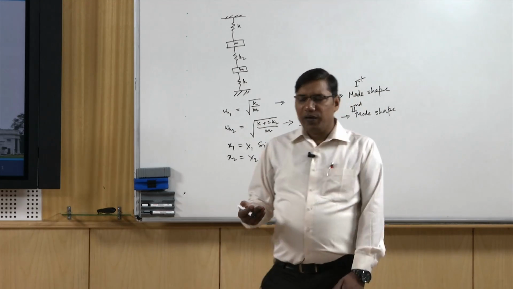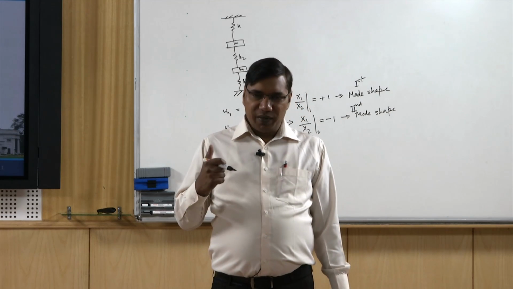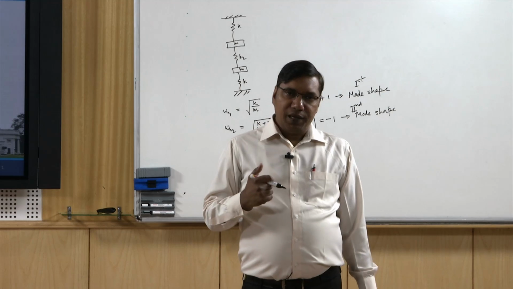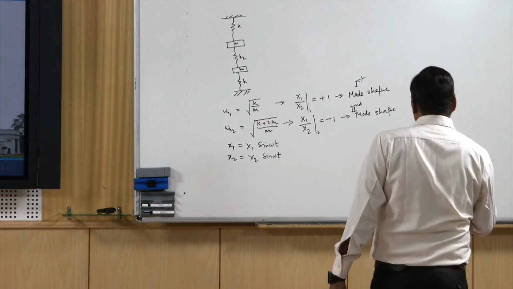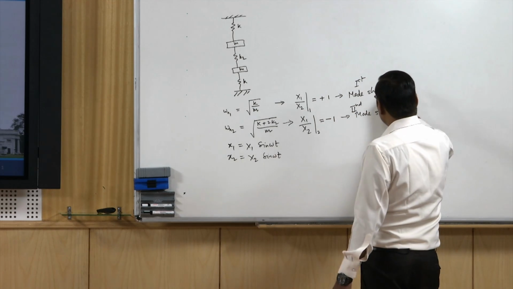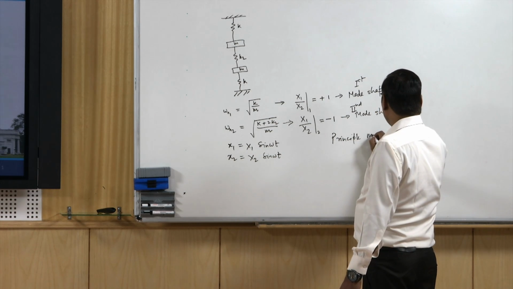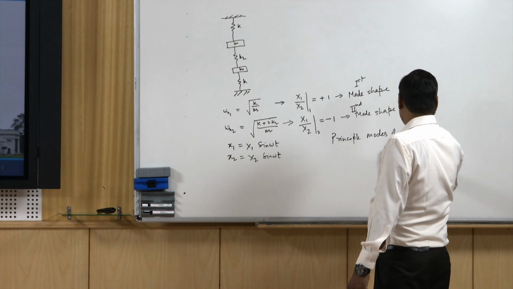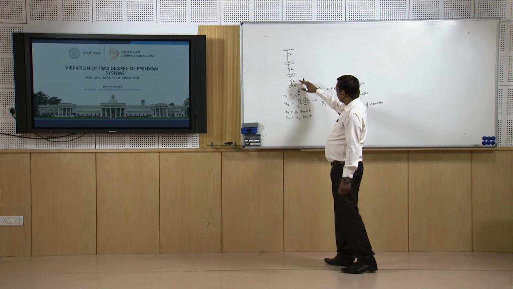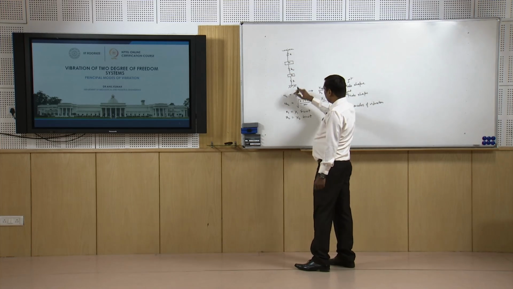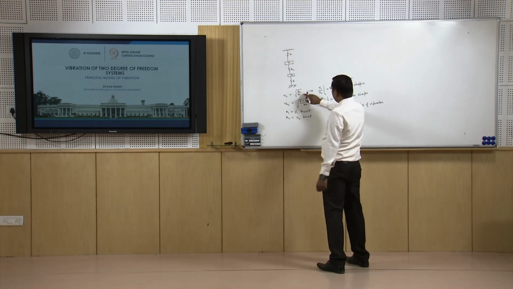The condition when each point of a system vibrates with the same frequency is called the principal mode of vibration. So both these modes are the principal modes of vibration, because if the complete system is vibrating with omega n1, each particle will vibrate with the same frequency. Both masses will vibrate with the same frequency.